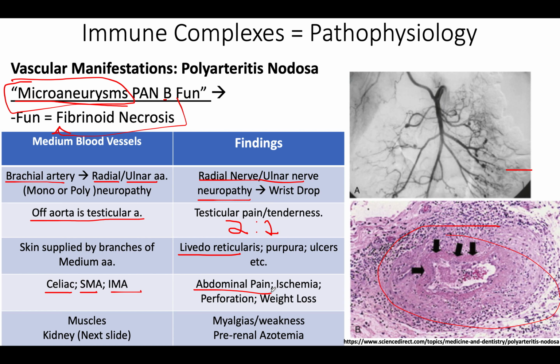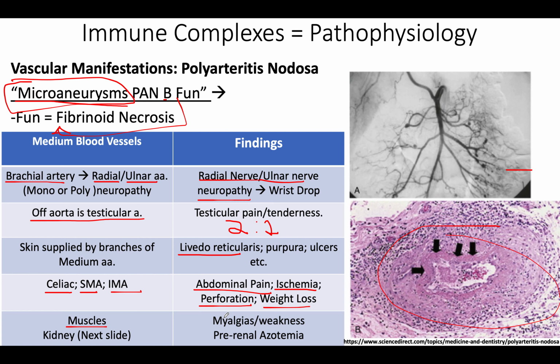That makes sense. If you're not having blood flow there, you're getting ischemia, which can lead to your abdominal pain. You can eventually, if you don't have enough blood supply, those cells are going to slough off, they're going to die, and that can lead to gut perforations. And again, if you're not supplying the gut with adequate blood flow, you're not going to be able to properly digest your nutrients and absorb those nutrients, therefore you're going to get weight loss. And so I just think that made perfect sense to me that celiac, SMA, IMA are all medium-sized blood vessels that can be affected by fibrinoid necrosis and polyarteritis nodosa, and then you would get the abdominal pain, ischemia, perforation, and weight loss. That just made intuitive sense and really a lot of fun. And then in muscles, of course, muscles just like those supplied by the brachial artery, you can get those myalgias and weakness and things like that.